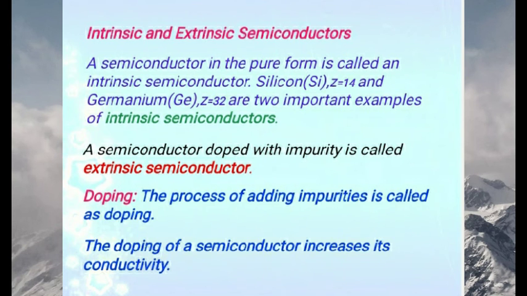Intrinsic and extrinsic semiconductors. A semiconductor in pure form is called an intrinsic semiconductor. For example, silicon and germanium are two important examples of intrinsic semiconductors. A semiconductor doped with impurity is known as an extrinsic semiconductor, and the process of adding impurities is known as doping. The doping of a semiconductor increases its conductivity.